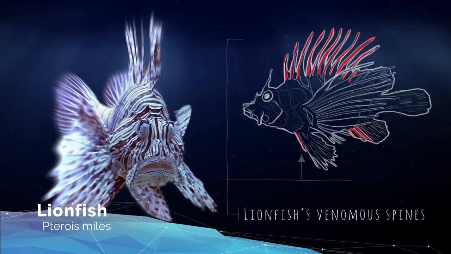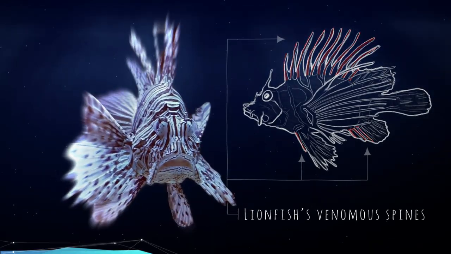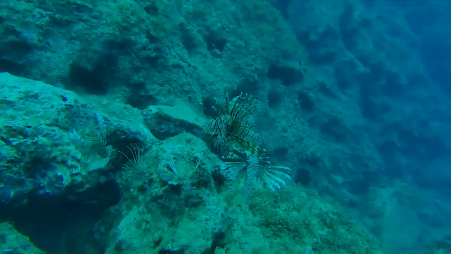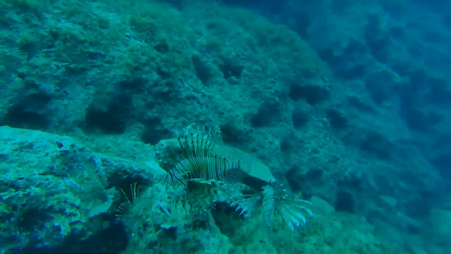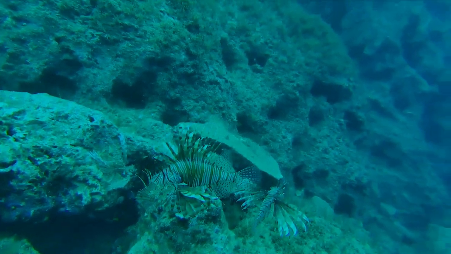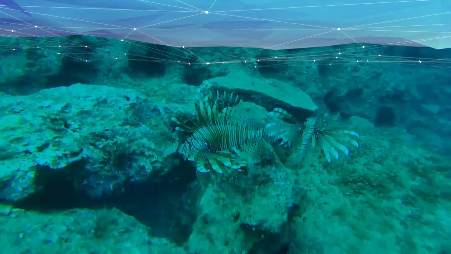Lionfish is perhaps the most successful invader in the Mediterranean Sea. It can spawn every 4 days, year-round, laying up to 2 million eggs per year. Those are gelatinous and floating with the currents, settle after about 1 month and then hatch.